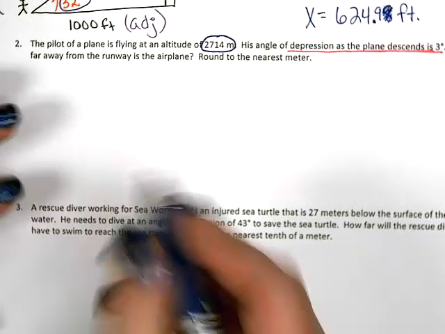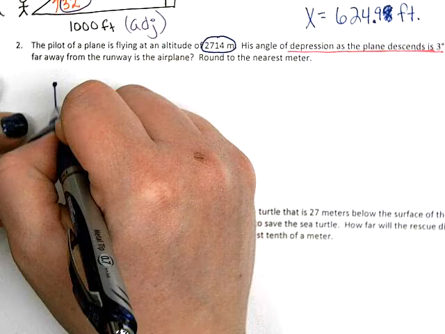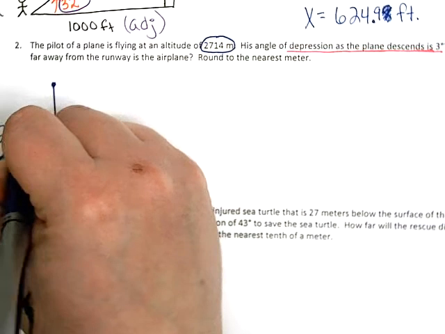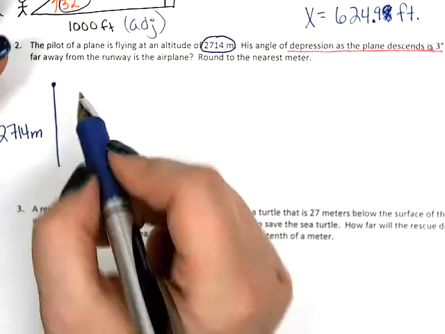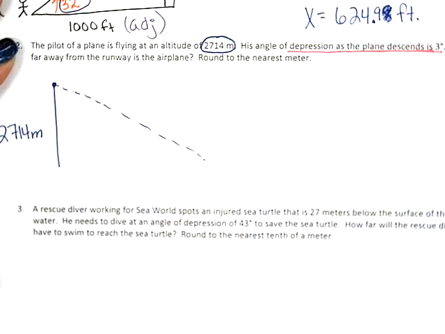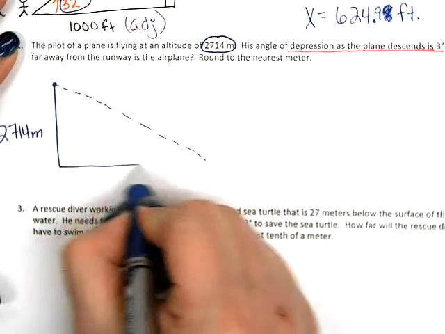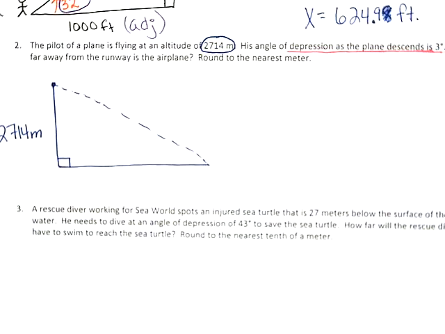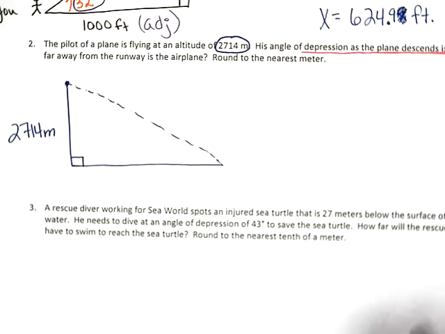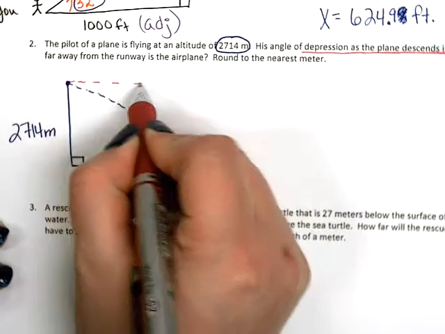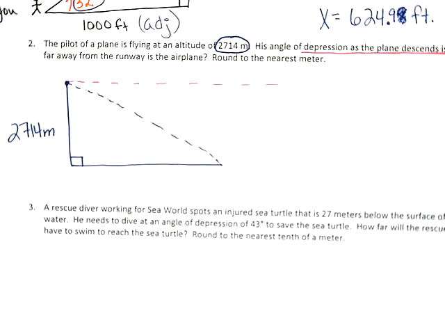All right, so we're going to say that the airplane is up here, okay? And we know that his altitude is 2,714 meters. And the plane is descending to the runway. All right, so this is the ground over here. Altitude is measured at a perpendicular distance. So there's my triangle, but what I have to figure out is where my angle of depression goes and which side I'm looking for. So I know that the airplane, if it wasn't descending, would be going straight out at this horizontal, that pink dotted line I just drew in, right?